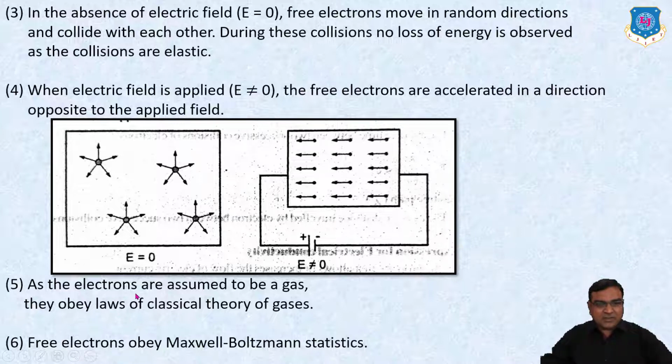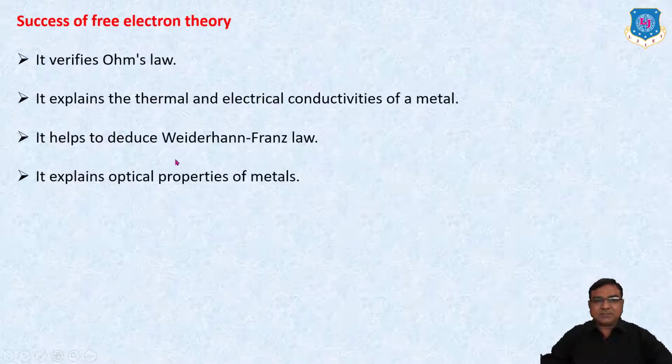As the electrons are assumed to be a gas, they obey the laws of the classical theory of gases. Free electrons obey Maxwell-Boltzmann statistics.